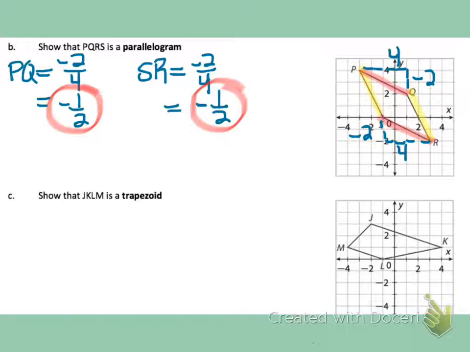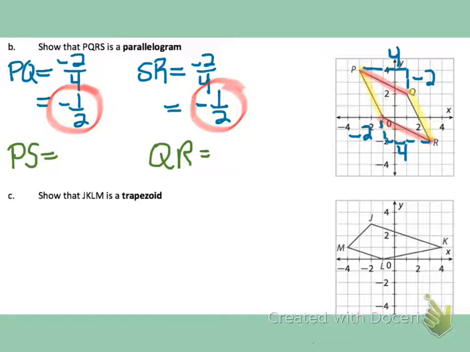So now we're going to go ahead and see if we can do the same thing, and I'm going to change colors here. And we're going to try to find PS and QR. So PS, QR. Again, you can also use slope if you want to do that. But again, that would just involve having to identify the coordinates.